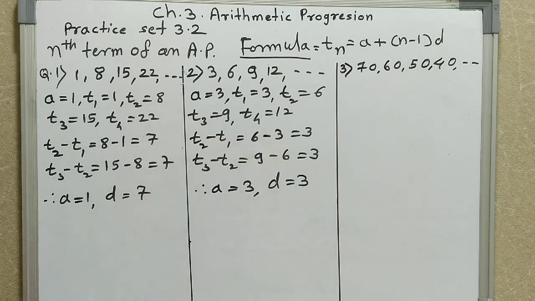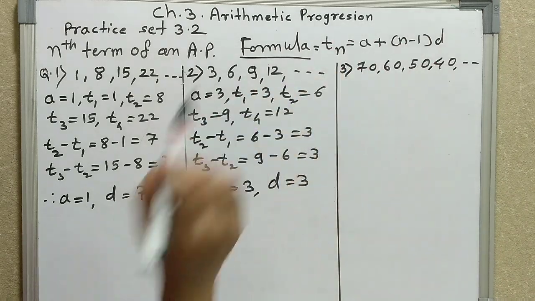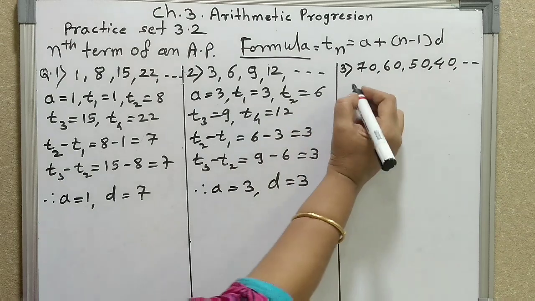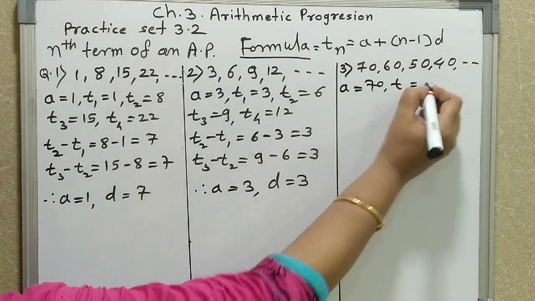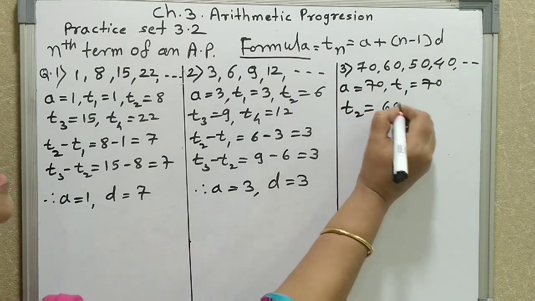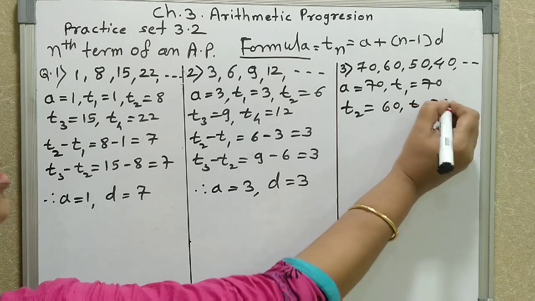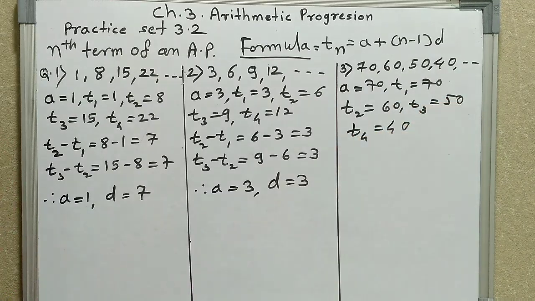Now we see the third example. Here the sequence given is 70, 60, 50 and 40. Here also A is equal to 70. Therefore T1 is equal to 70, T2 is equal to 60, T3 is equal to 50 and T4 is equal to 40.